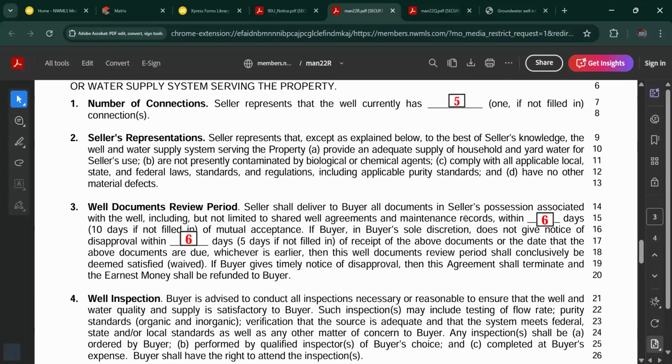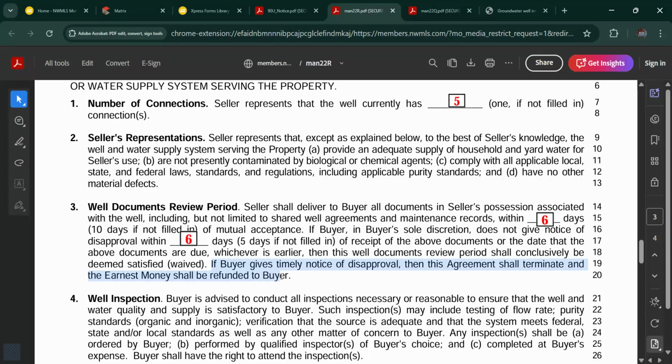Seller shall deliver to buyer all documents in seller's possession associated with the well, including but not limited to shared well agreements and maintenance records, within 10 days, not filled in, of mutual acceptance. If buyer, in buyer's sole discretion, does not give notice of disapproval within 5 days of receipt of the above documents or the date that the above documents are due, whichever is earlier, then this well documents review period shall conclusively be deemed satisfied, which means waived. If buyer gives timely notice of disapproval, then this agreement shall terminate and the earnest money shall be refunded to buyer.